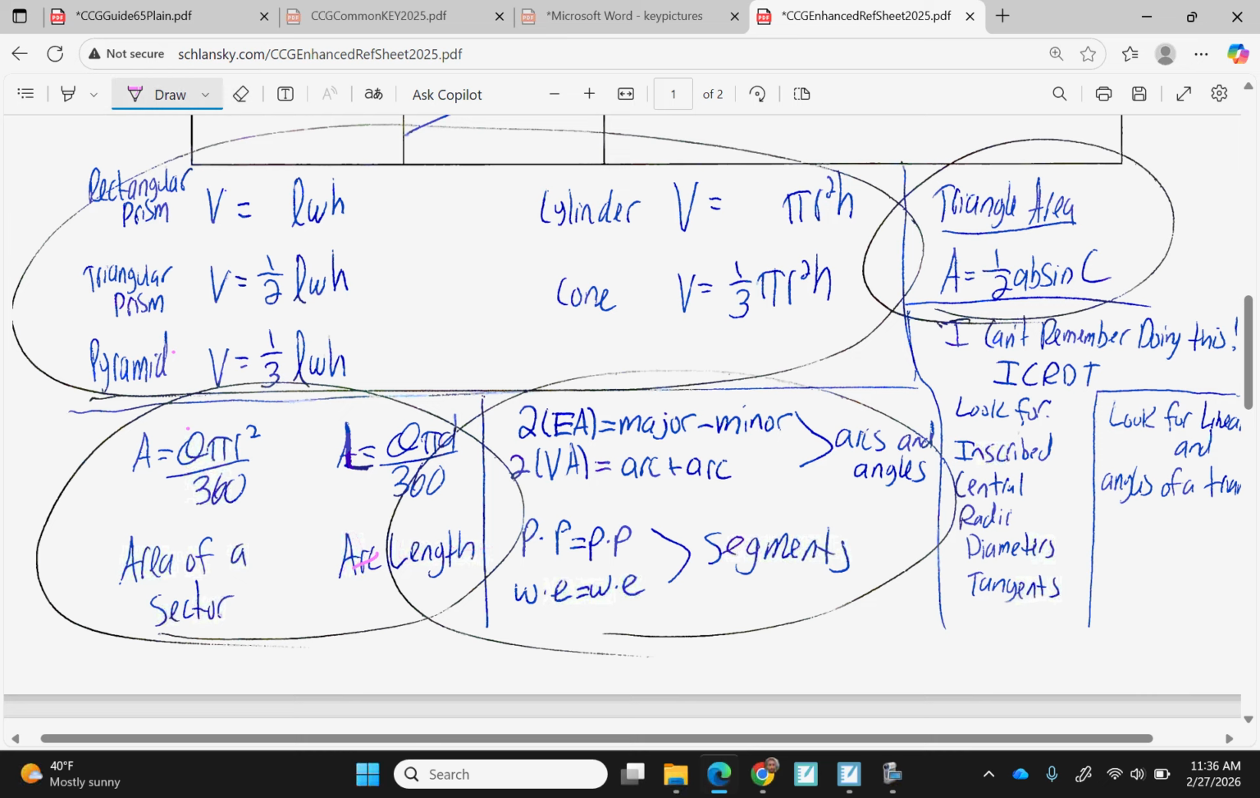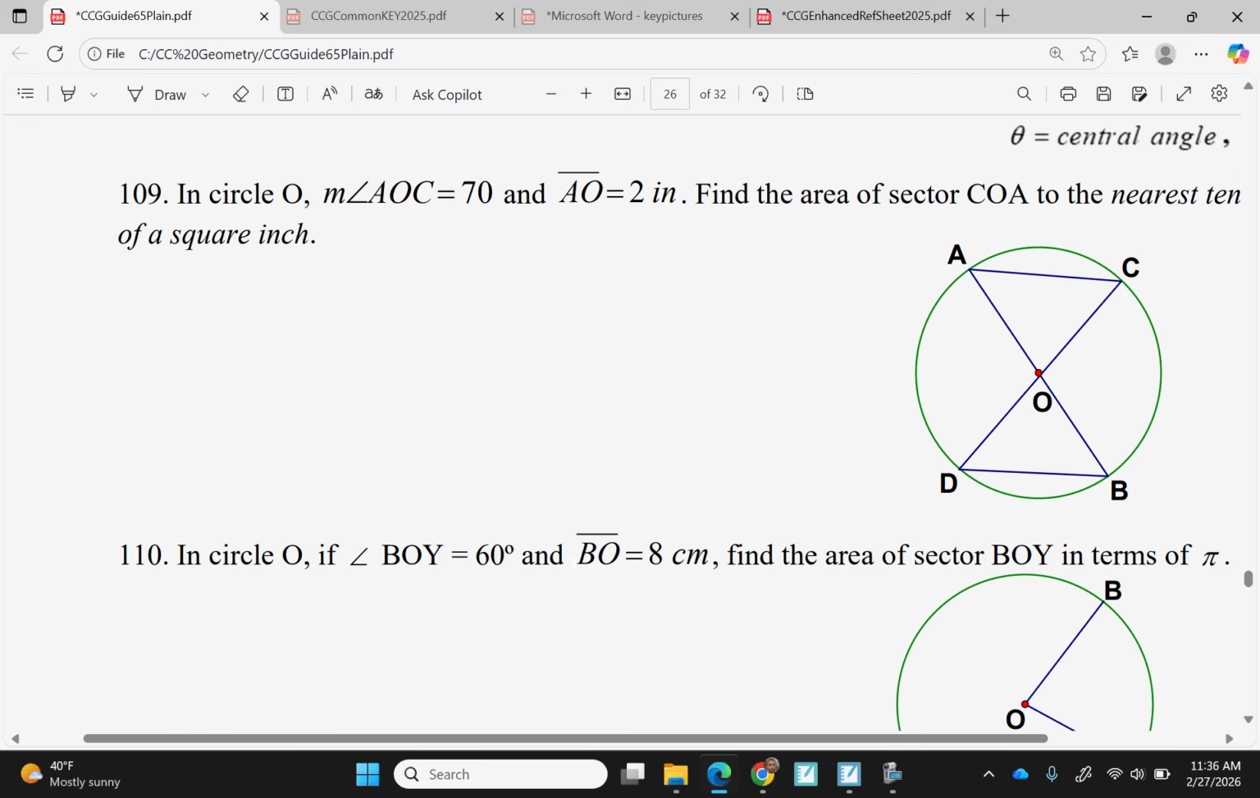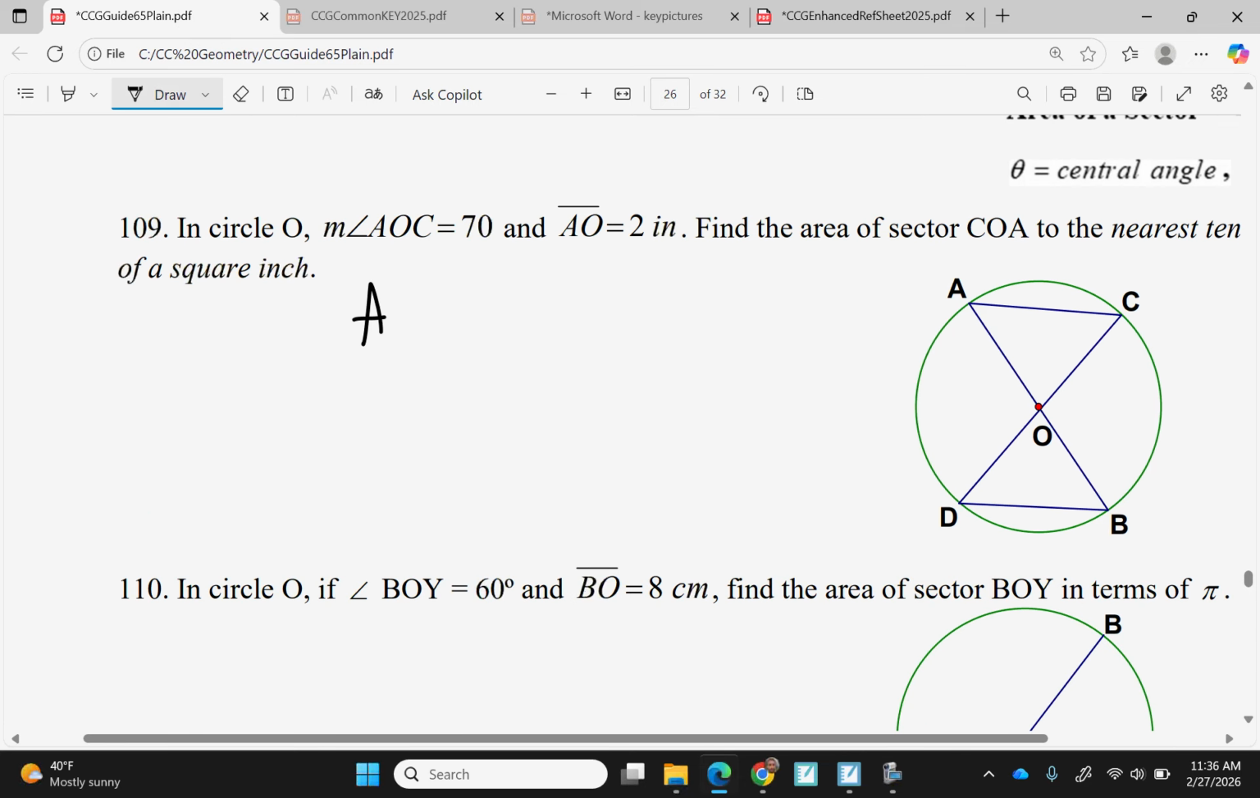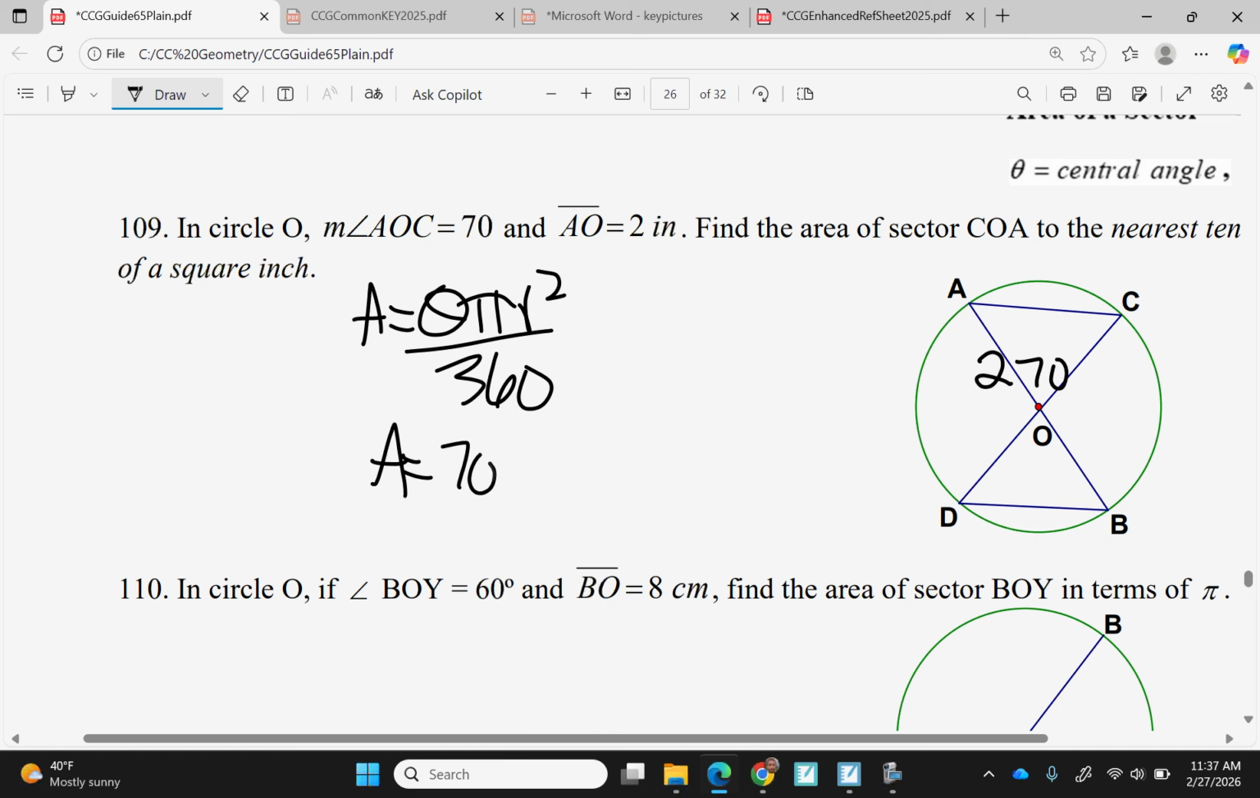Area of a sector is theta pi r squared over 360. So A equals theta pi r squared over 360. AOC is 70. AO is 2. Theta is the central angle. I've got it. R is the radius. I got it. And that's it.